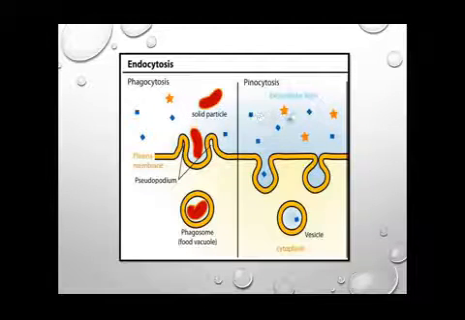And when liquid particles come near to the plasma membrane, it again starts showing its flexible nature. It again engulfs the liquid particle and forms the vesicle. So this type of endocytosis, in which liquid particle is engulfed by the plasma membrane of amoeba, is known as pinocytosis.